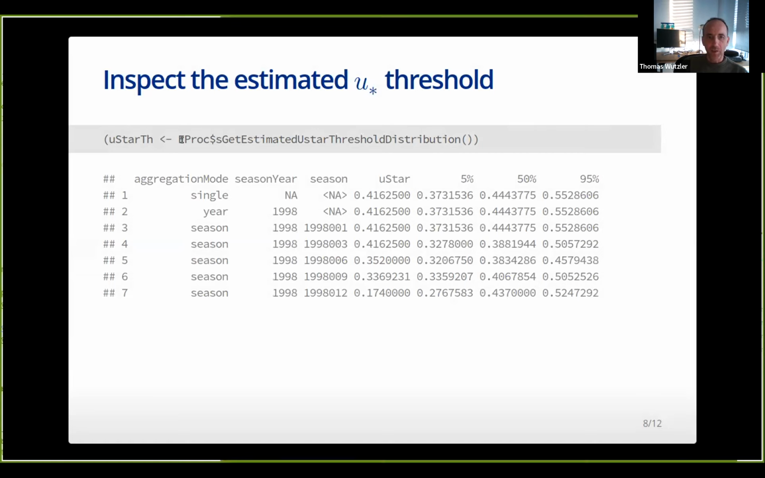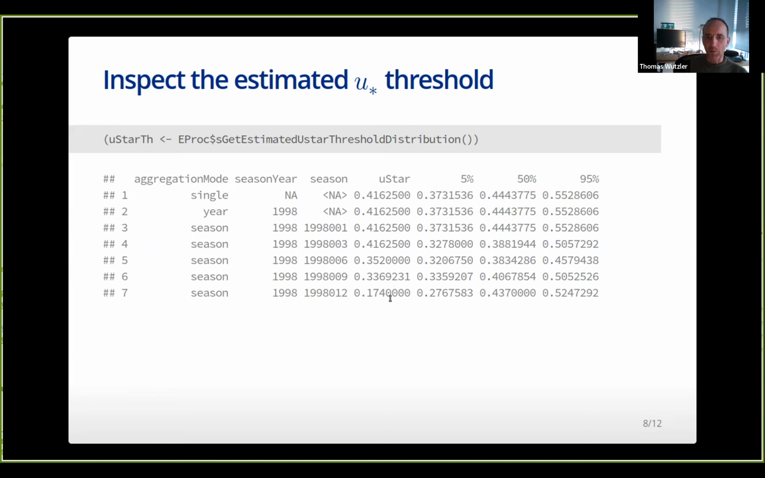And then you can say EProc get estimated response threshold distribution. And what you get is for each season, this is a subpart of the year, the value estimated on the original data set and the quantiles that you specified. The threshold distribution changes across the year because also the roughness of the surface usually changes. So when you harvest a crop field or a wheat field, then the wind profile will look different because you have a much smoother surface and also a lower surface than before you harvest.